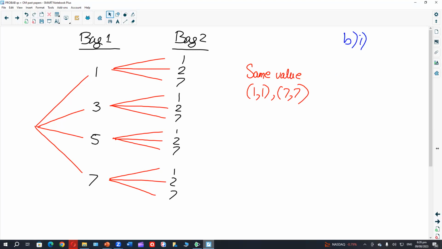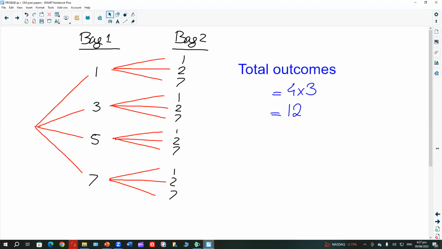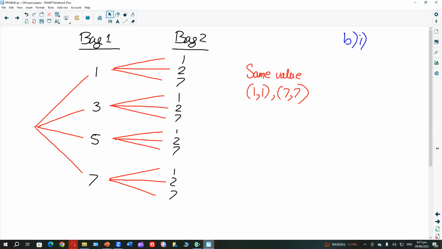Remember that do not copy as I am copying in front of the tree diagram. You should leave the front part of the tree diagram open so that it can further expand if needed. Now write B part 1 and copy under the tree diagram this option, same value 1, 1, 7, 7. And remember how many total outcomes are there? 12. Total outcomes is equal to 12. Now you have to see this one.